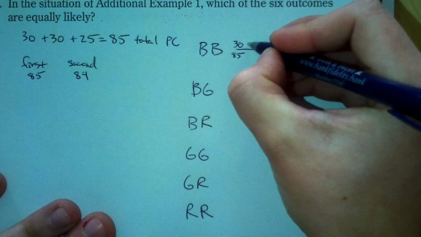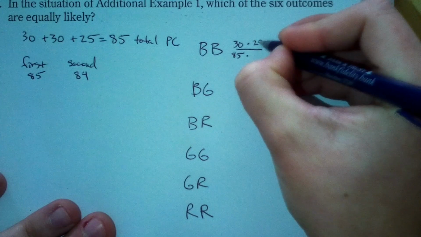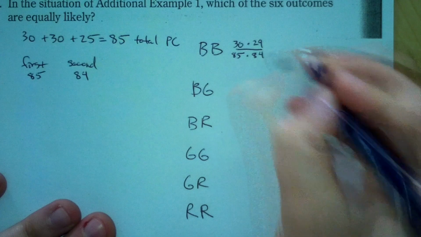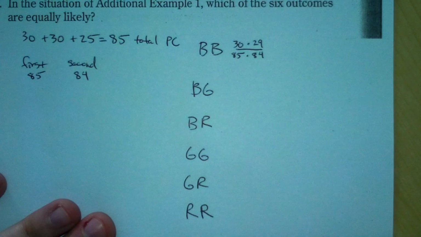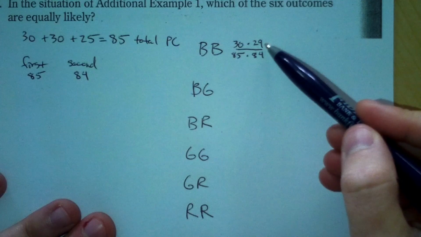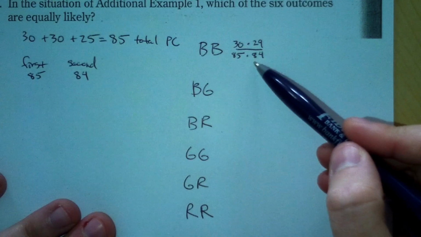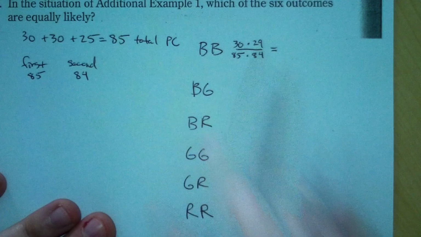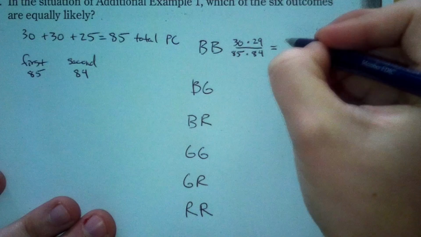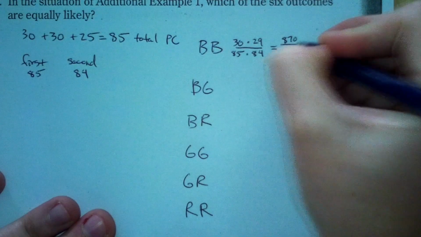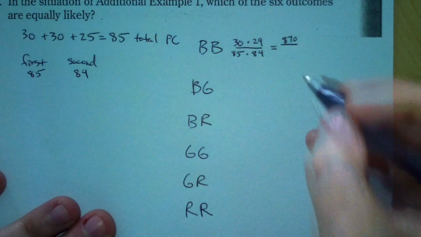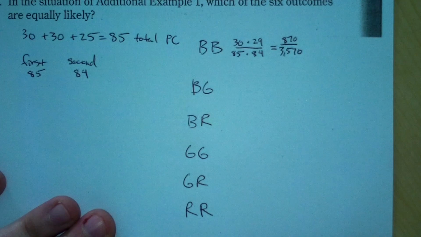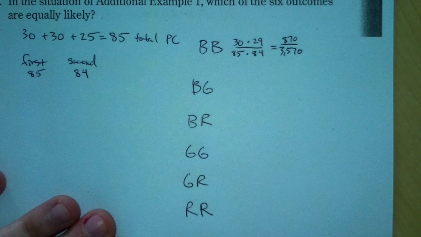So then we just multiply that out, so that one would be 900 over, and then our bottom would still be 3,570. And then we just do the same thing with blue-red. So blue again for our first pull, be 30 out of 85. Second pull for our red, if we pull the blue on the first one, does that affect our red number at all? It wouldn't. So our red number is 25 out of 84 total paper clips. And then top number for that one, 30 times 25 is 750 out of 3,570.